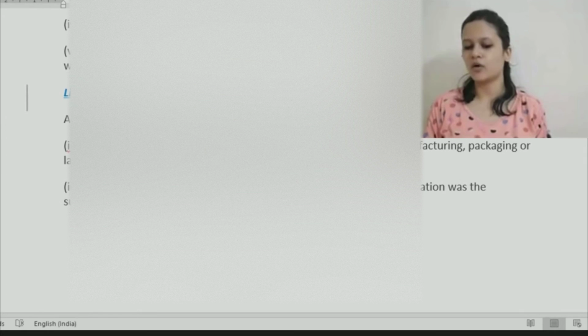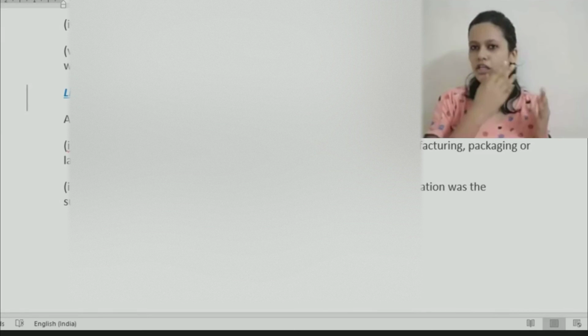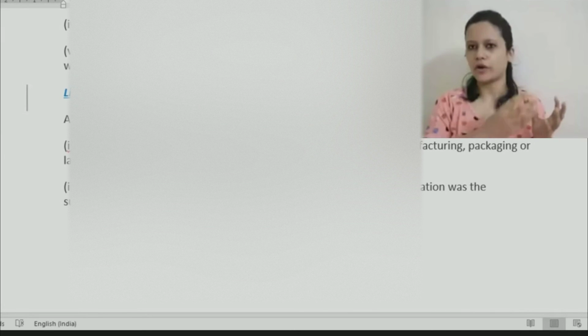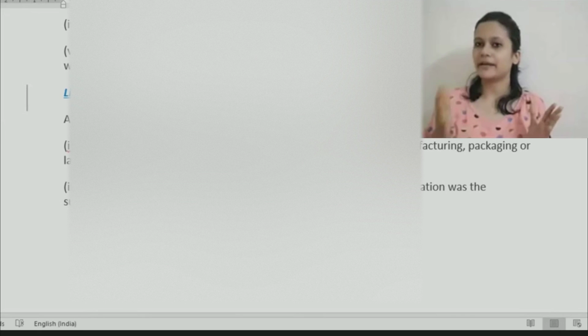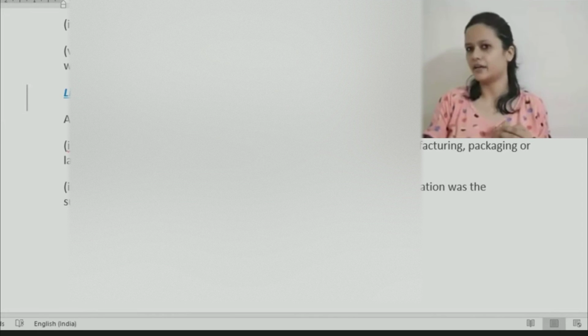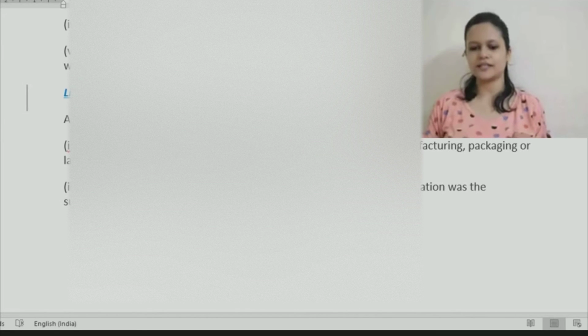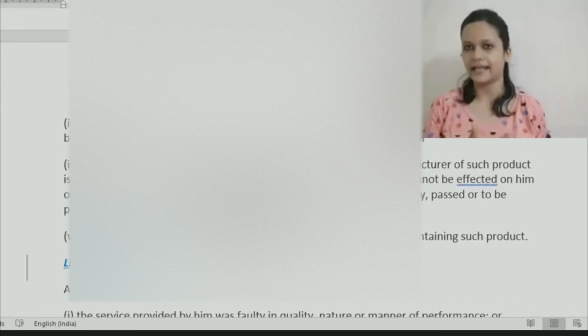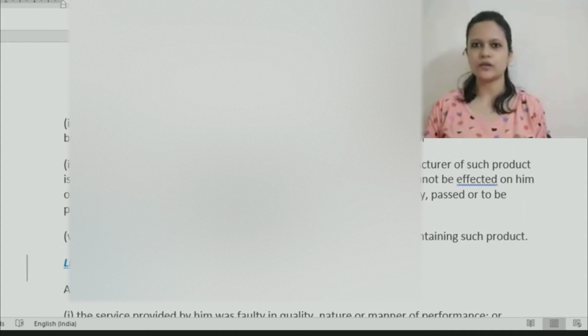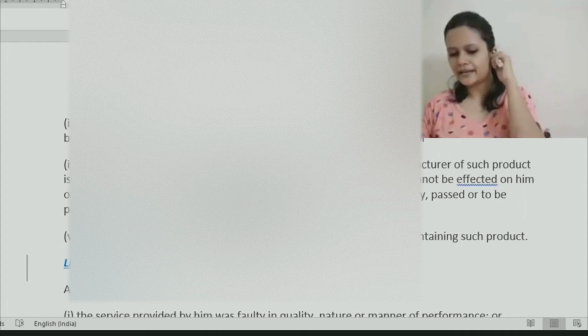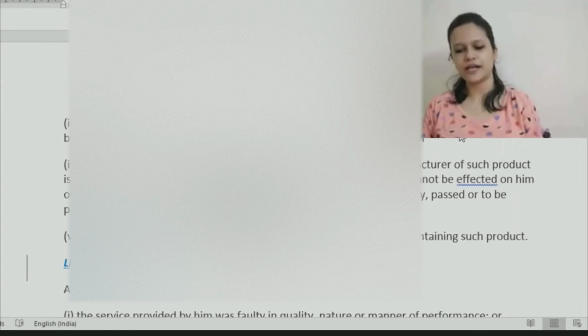Or the seller has altered or modified the product, and such alteration or modification was a substantial factor in causing the harm. Just because the seller had altered or modified the design or the product, because of that only the loss took place. In such cases also, we can file a case against the seller, because he was the one doing all the changes.